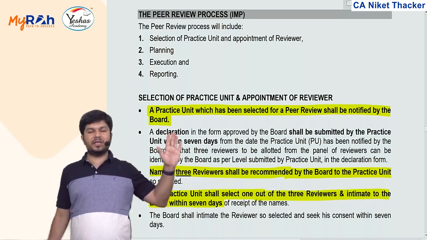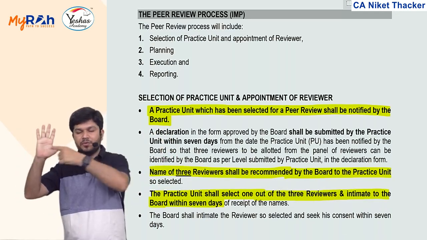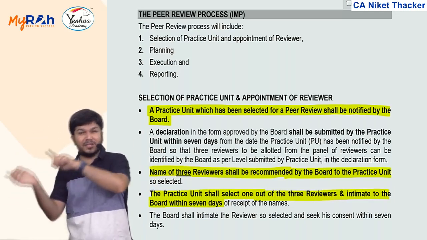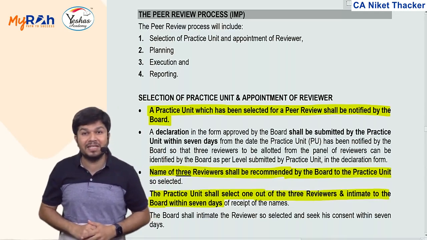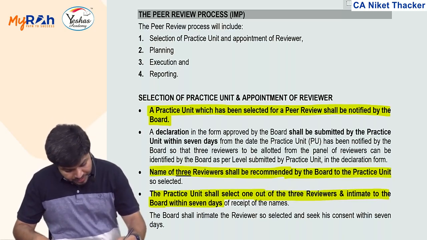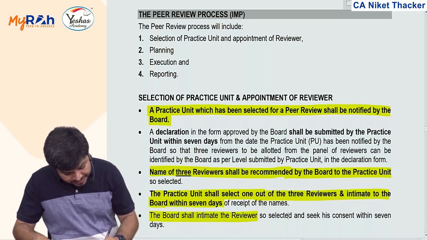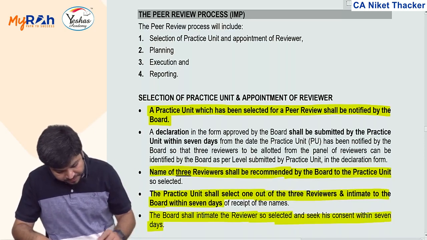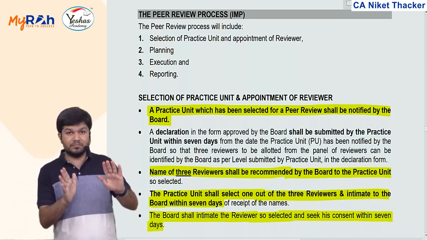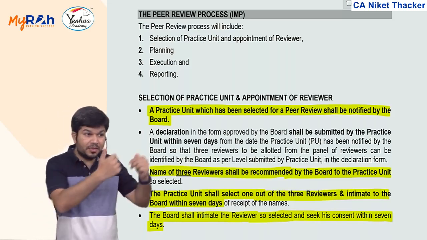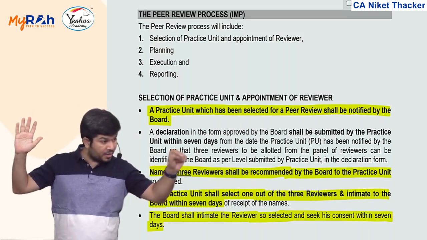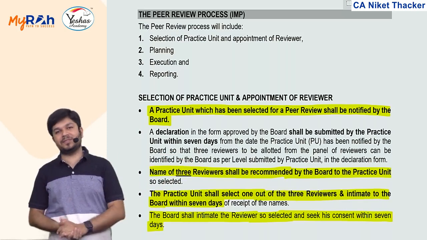Okay, so first of all, the board has selected a PU. Okay, its review will happen. Now the board will give names of 3 reviewers to you. You have to select the reviewer and give the name back to the board. Now the board will take consent of that reviewer within 7 days. The board will intimate the reviewer so selected and seek his consent within 7 days. Okay, so you were given 3 options. You selected a reviewer. Now the board will send to that reviewer, sir, the PU has selected you for review. Do you agree? So now that reviewer will give his consent within 7 days.